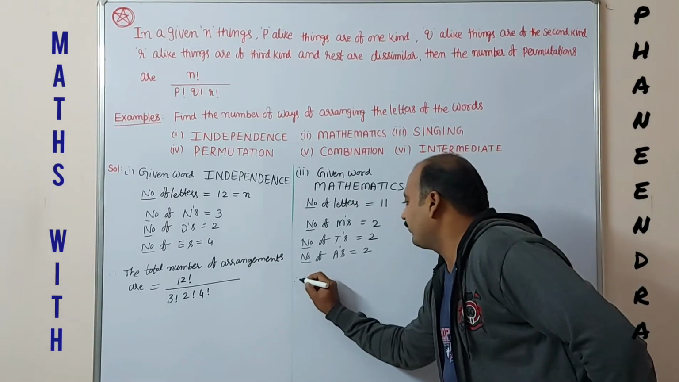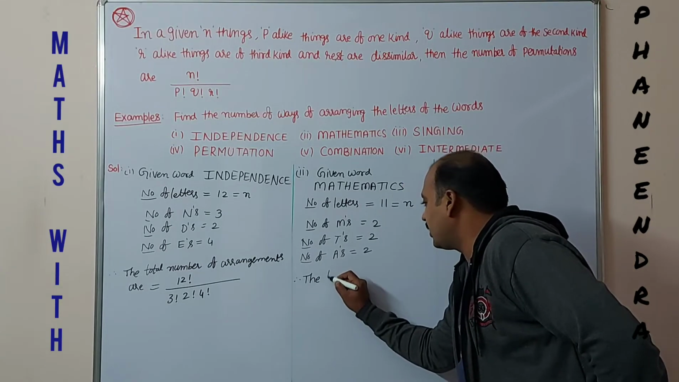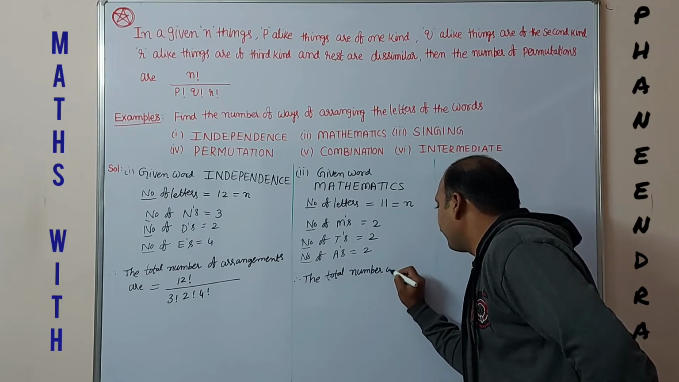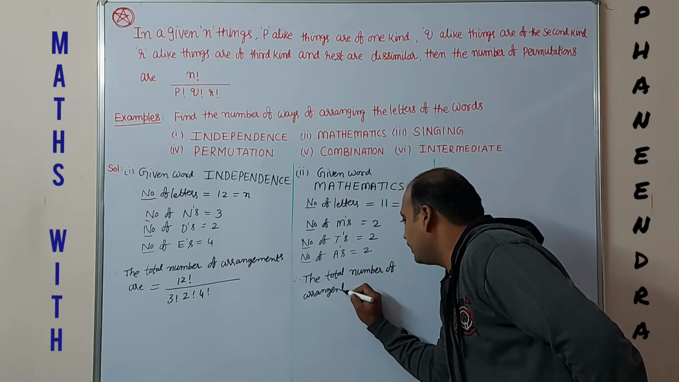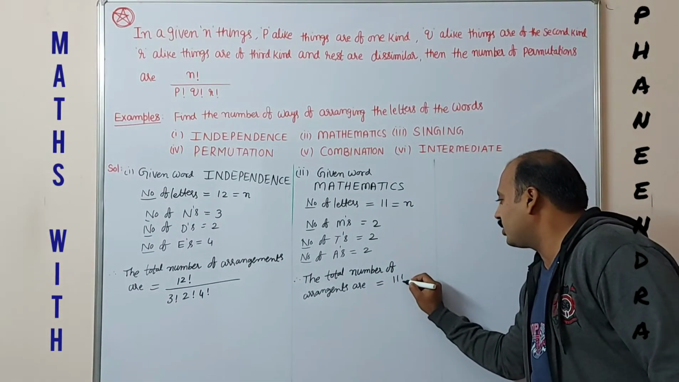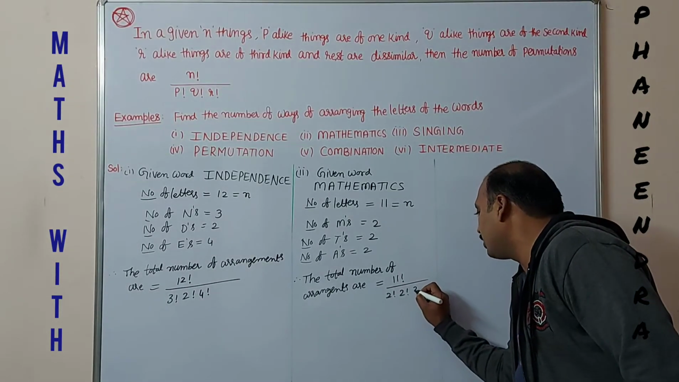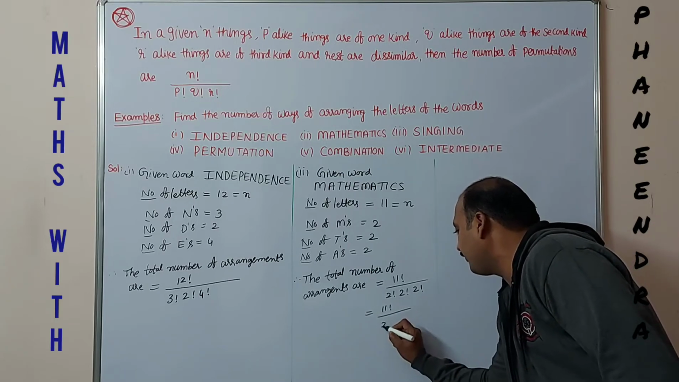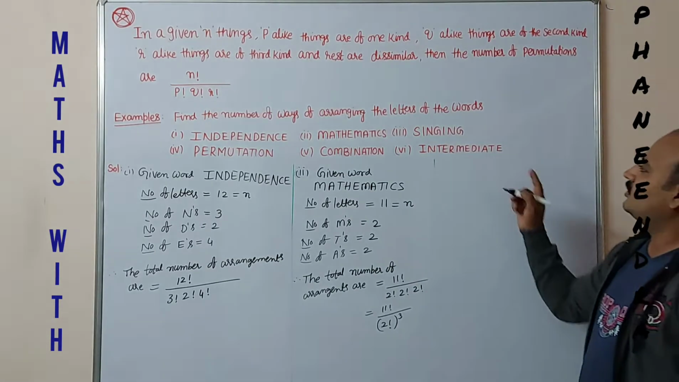So therefore, here also the total 11 is n. The total number of arrangements are 11 factorial divided by 2 factorial into 2 factorial into 2 factorial. The rest are all 1, so we can leave them. We can write it like this also: 11 factorial by 2 factorial whole cube. 3 are there, no? Come to the third question.